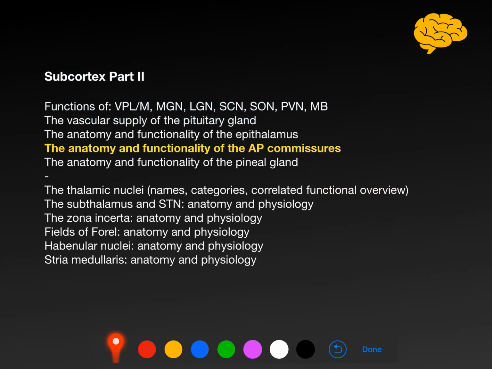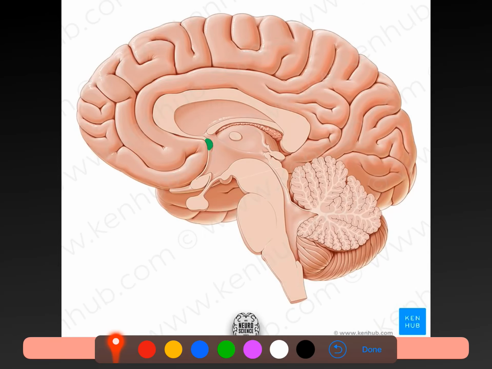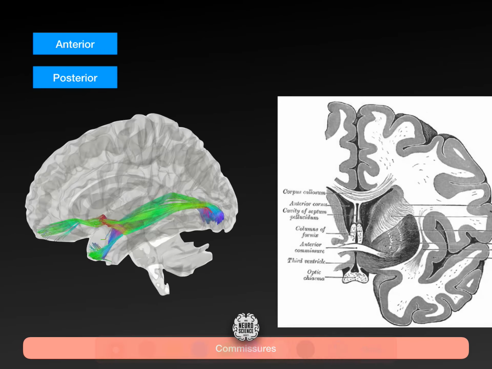So, anatomy and functionality of the anterior and posterior commissures. So remember we said that commissures are white matter tracts connecting the two hemispheres. Our big bad boy of commissures is the corpus callosum, right? But we have two other commissures. We have an anterior one and we have a posterior one, okay? So this little swelling here should also be in green. So we have our anterior and we have our posterior commissures here and here.